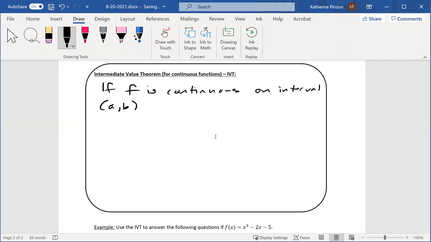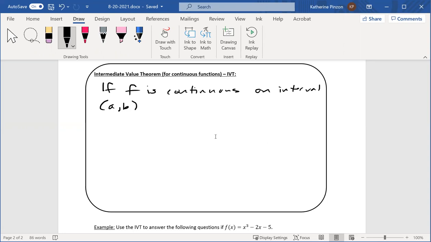That interval could be the whole real number line. It could just be from 1 to 7, right? That interval can be any interval, but f has to be continuous on that interval. If f is not continuous, the intermediate value theorem tells you nothing, okay?